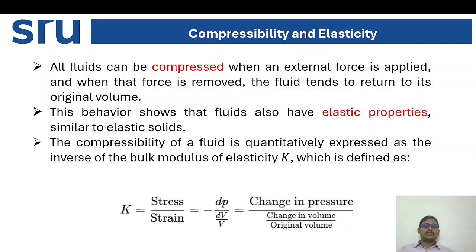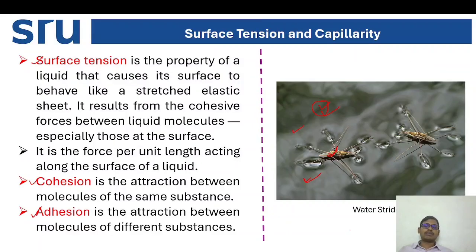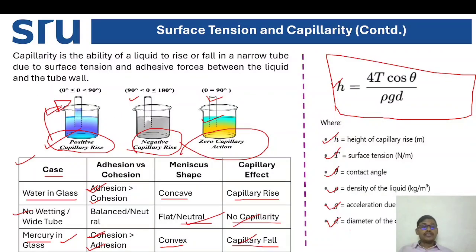Compressibility is nothing but K is equal to stress by strain, and surface tension and capillarity with respect to water striders. Cohesion means same substances, adhesion means different materials attract. If different materials dominate, that is called capillary rise, that is called concave. If the same material dominates, that is called convex, that is called capillary fall. So we'll see in the next lecture.